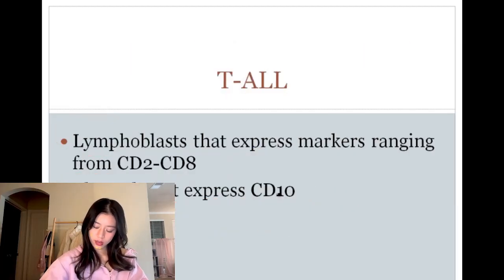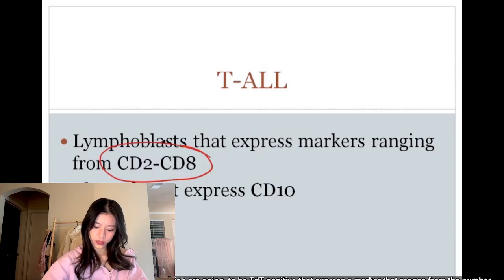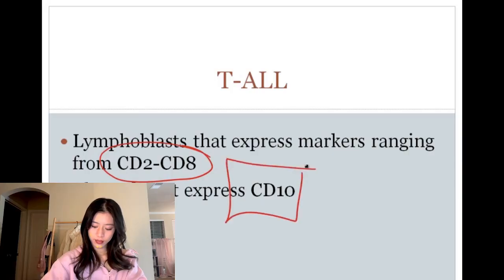T-ALL would be categorized by lymphoblasts, which are going to be TdT positive, that express a marker that ranges from CD2 up to CD8. For example, CD3, CD4, CD8, CD5, CD7. These are all markers of T-cell ALL. Important to note that the blasts do not express CD10.